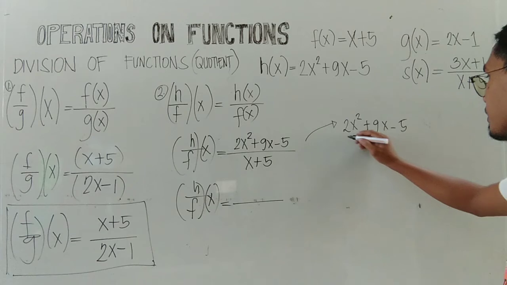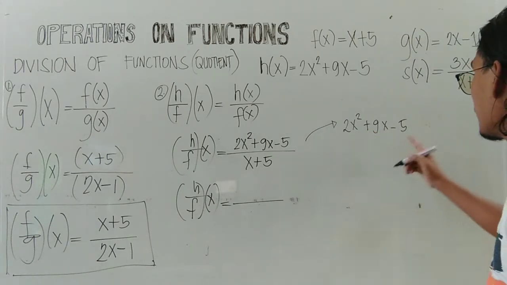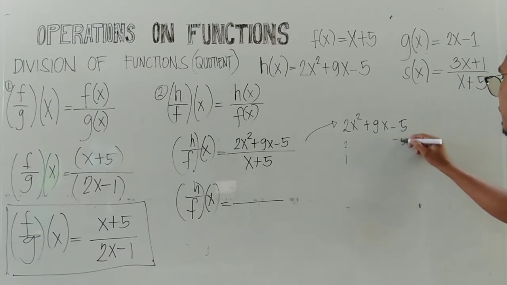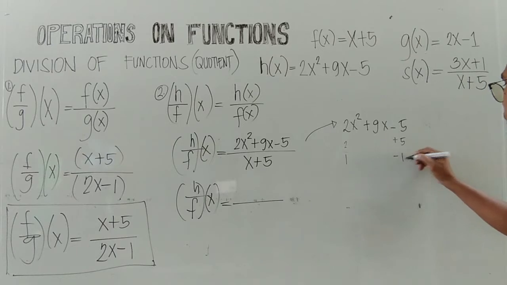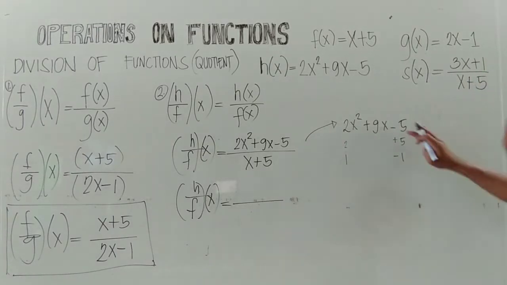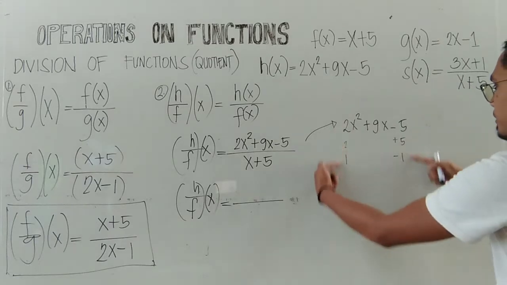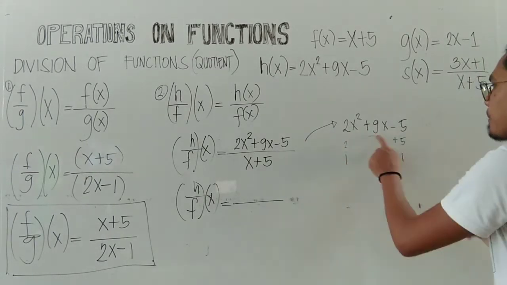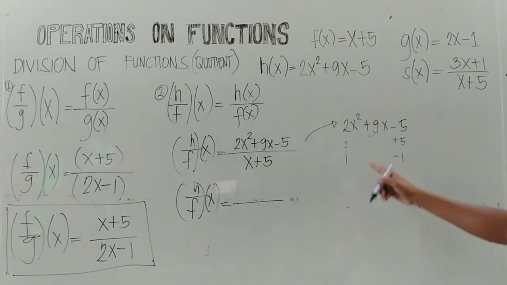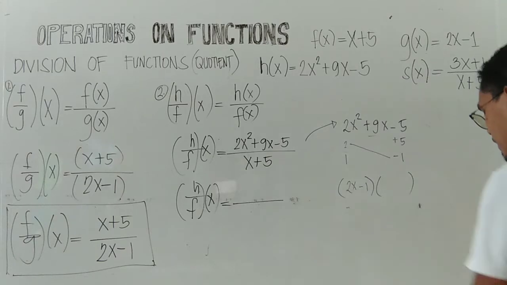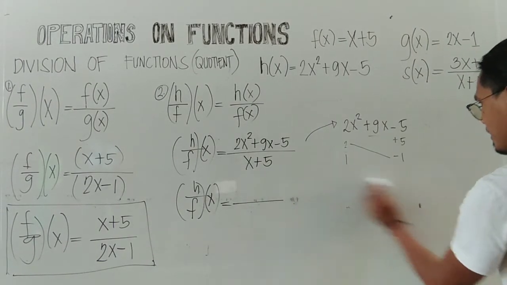So the common step is to identify the factors of 2 and negative 5. So 2 times 1. Then the factors of negative 5, for example, positive 5 times negative 1. So 2 is equal to 2 times 1, and the factors of negative 5 are positive 5 times negative 1, or it can be negative 5 times positive 1. But in trial and error, we are finding the factors of 2 and negative 5 which will become positive 9 if we add them. So for example, we have to use 2x minus 1.